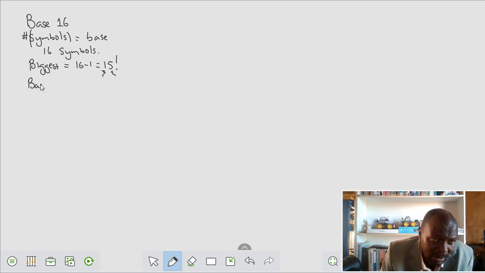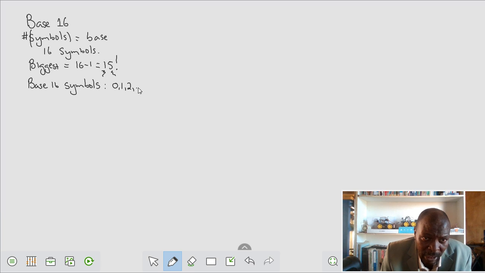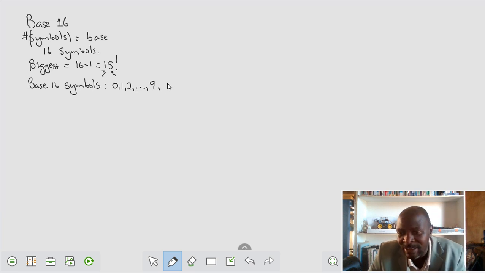Base 16 symbols. Understand this part first. The base 16 symbols are 0, 1, all the symbols for base 10 up to 9. But then from 10, that would want to be two symbols. And we don't want two symbols in base 16. We want one symbol all the way up to the biggest symbol, which is supposed to be equivalent to 15.